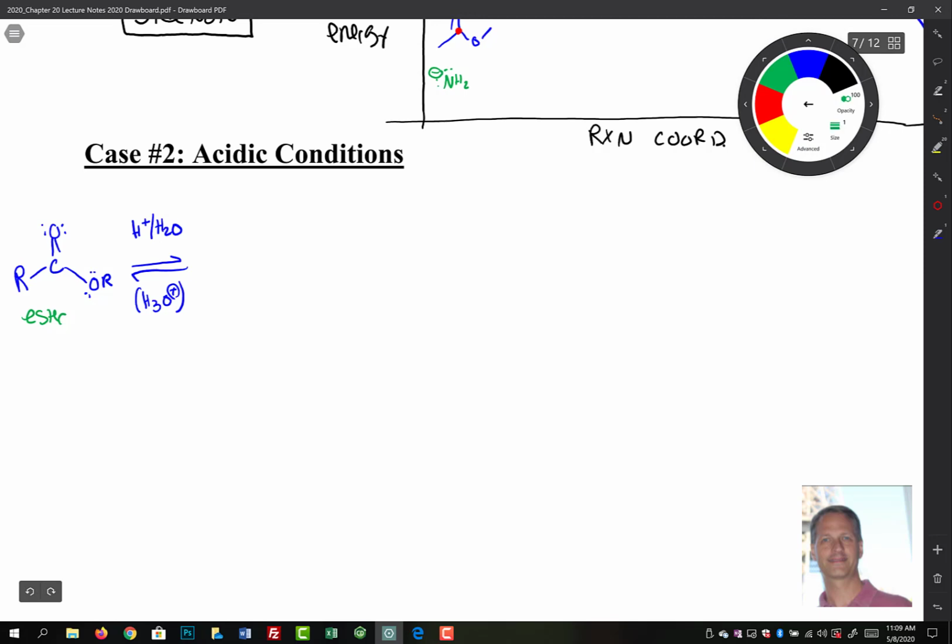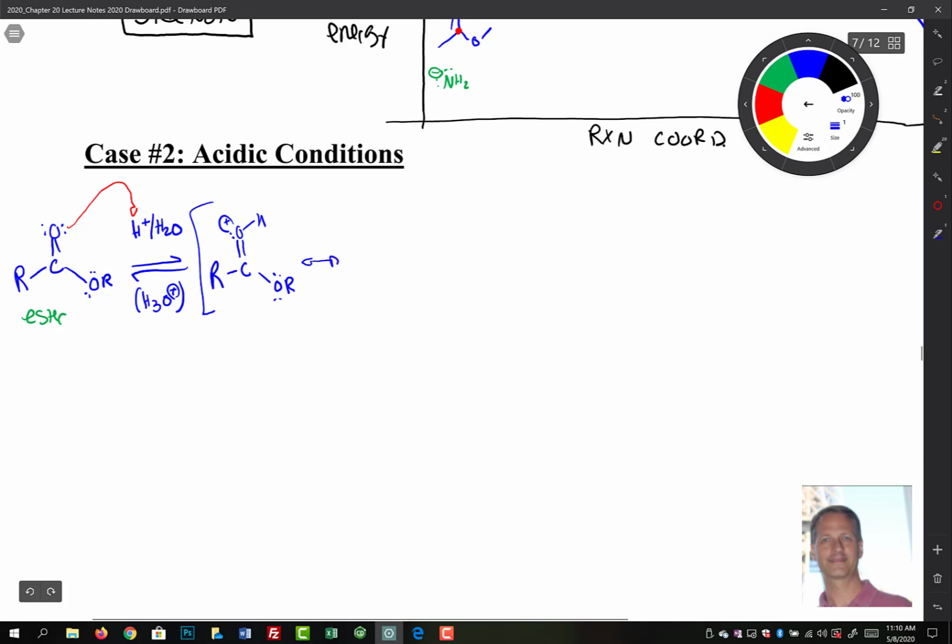So one of the principles that we need to remember is that under acidic conditions we can't have negative charges on structures. So we don't tend to do that. So what we're going to do is we're going to take our most basic oxygen, which is this guy up here, and we're going to protonate it. That'll give us this, with our plus charge here.